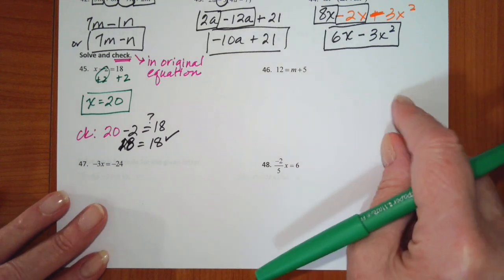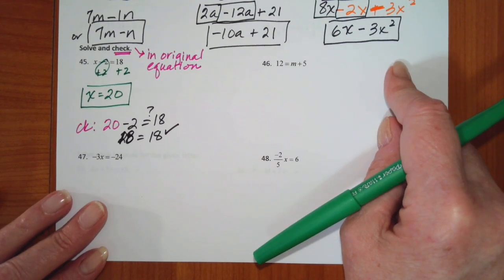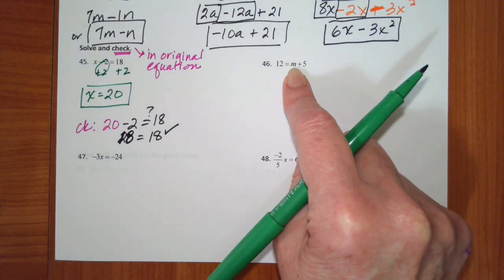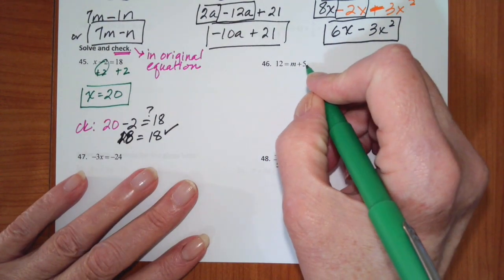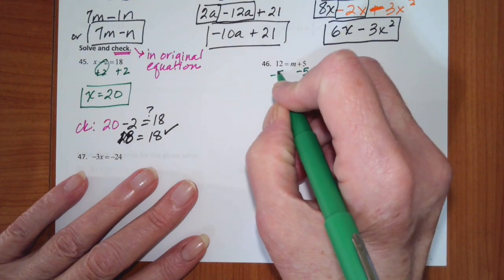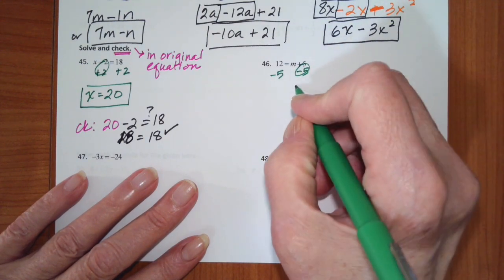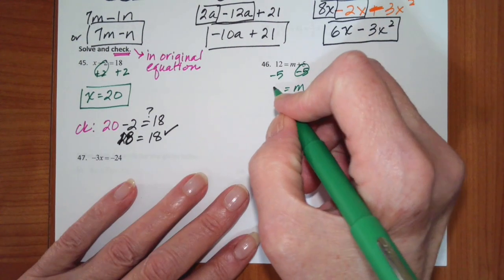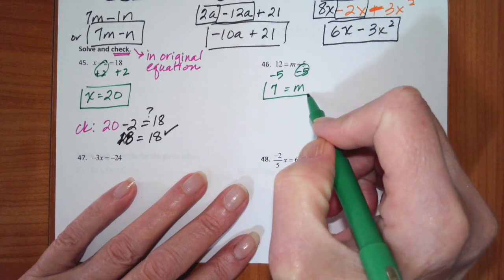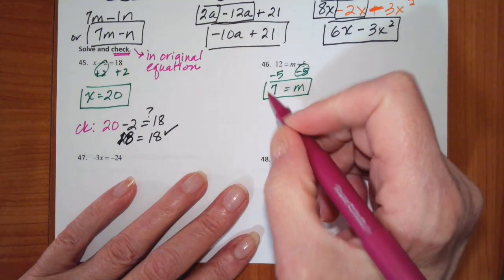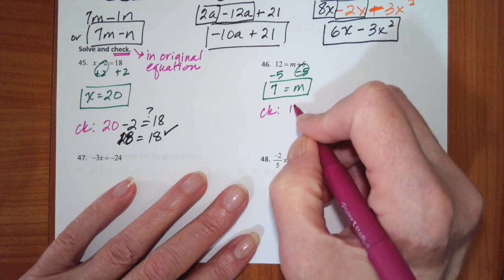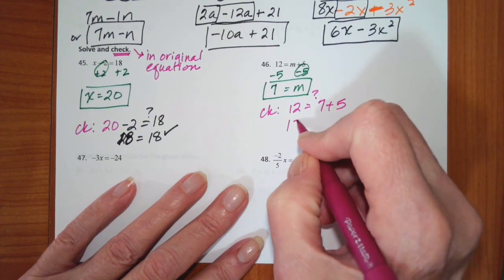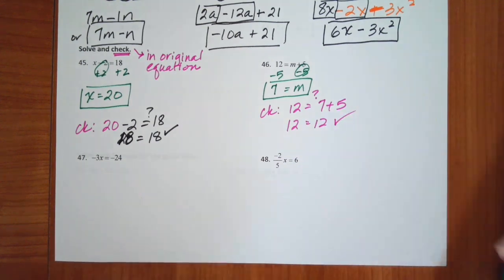Now, it doesn't matter what side of the equal sign your variable is on. So if I have 12 equals m plus 5, I can get the m by itself, but it's on the right side. It doesn't matter. So since I added 5, I'm going to subtract 5 from both sides, so I get that m is equal to 7. And for my check, I just want to know, is 12 equal to 7 plus 5? 12 is equal to 12, so it checks.